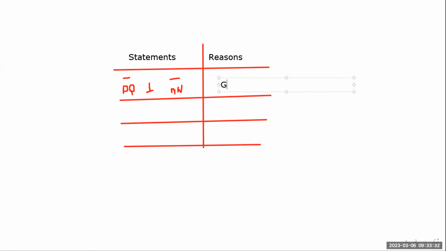Now, as a consequence of that given statement, because they're perpendicular, you can say that we can go back and we can say that angle, let's see, I have to look at the name of it. We can say that angle here.